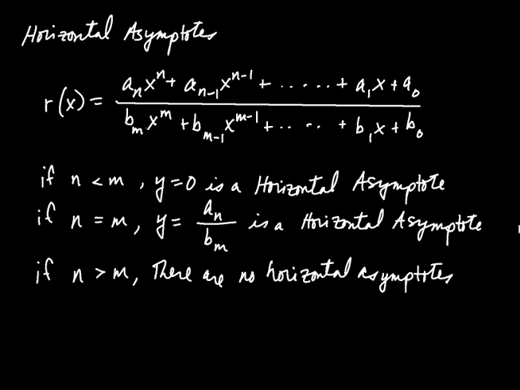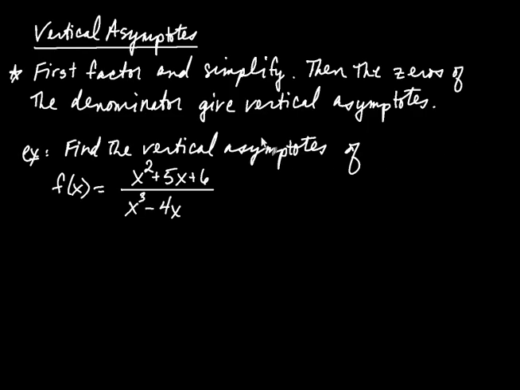Now what about for vertical asymptotes? Let's see how that works. So for vertical asymptotes, we have a different strategy. We're first going to factor both the numerator and the denominator, and then simplify. Once you've simplified, all we're going to do is find the zeros of the denominator, and those are going to be our vertical asymptotes. So for example, find the vertical asymptotes of this function.